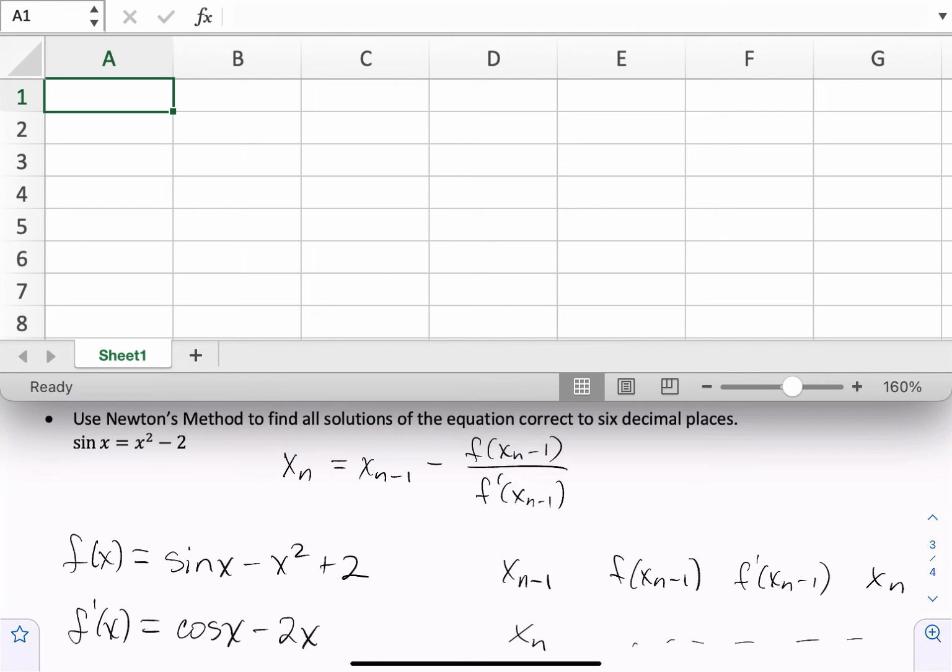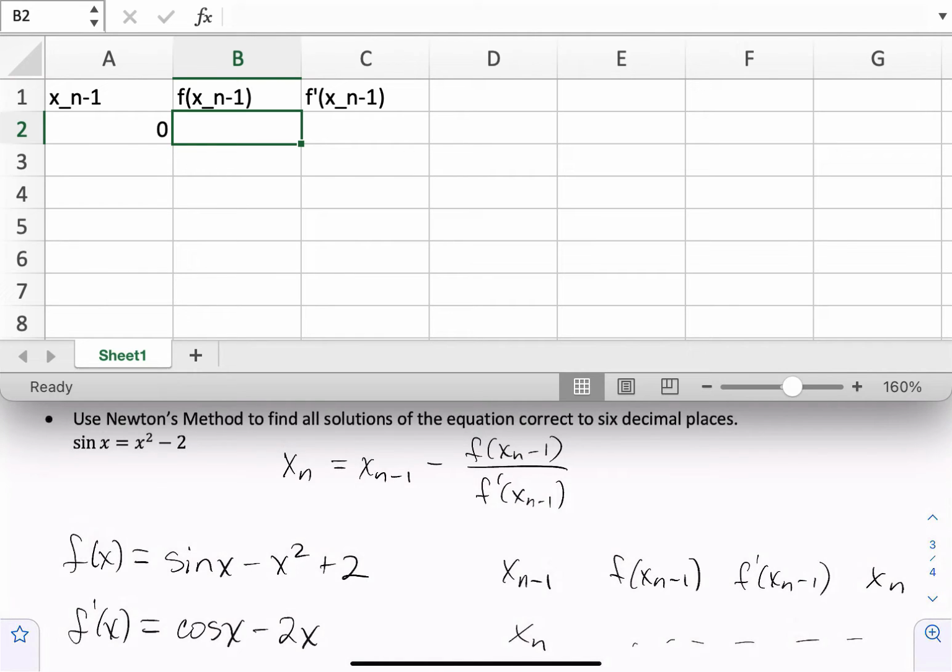Well, I said we were going to use Excel for this. And in Excel, across the top, I'm just going to make notes to myself. So x sub n minus 1, and then f of x sub n minus 1, and then f prime of x sub n minus 1. And I don't know, I'm going to make an initial guess of 0. I could use the graph, but I'm just going to start with 0.